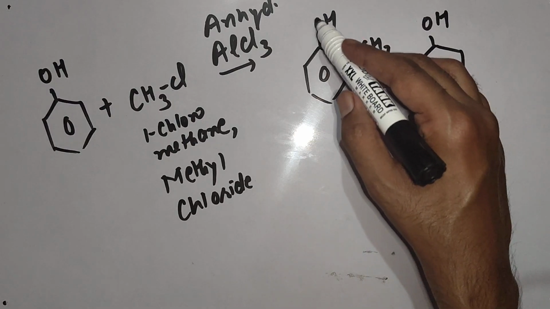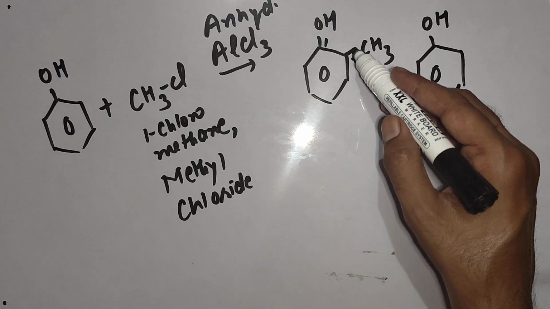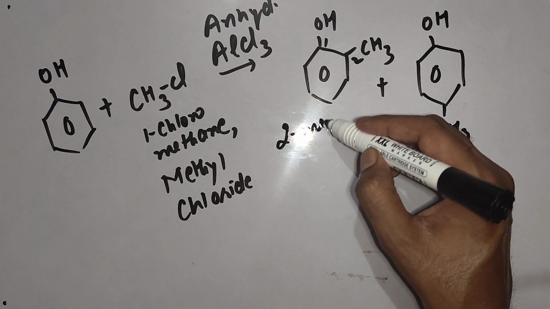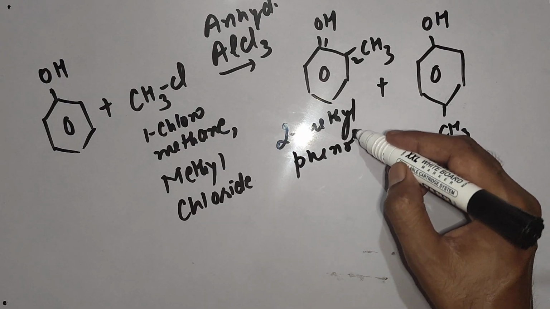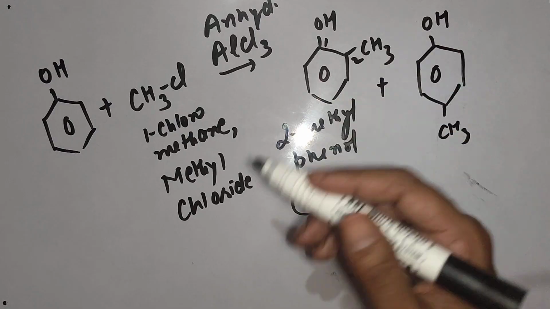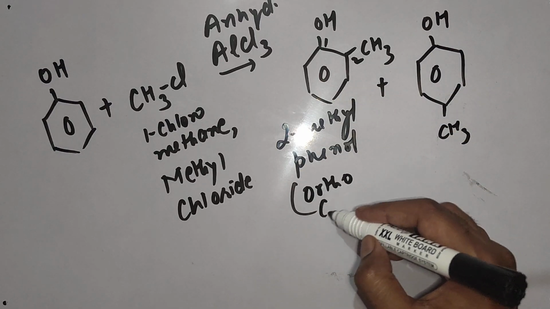If I do, this is the main functional group, position 1, 2. So the second position is covered by methyl as a side chain: 2-methylphenol, and its common name we have already discussed. This compound is cresol, it is ortho-cresol, the common name.